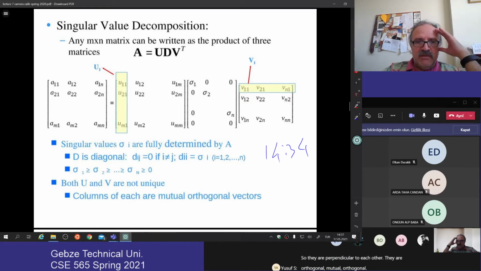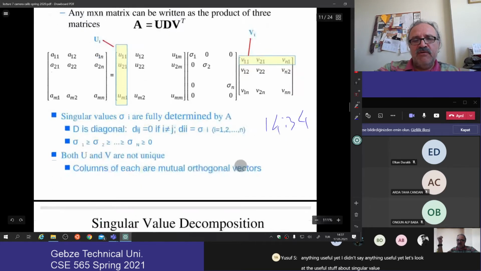Good. Okay. So these are just properties. So far, I didn't say anything useful yet. Let's look at the useful stuff about the singular value decomposition, where we can use it.